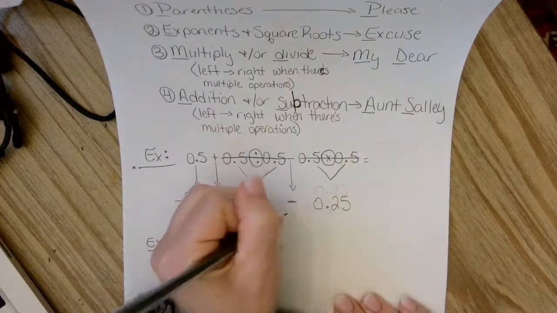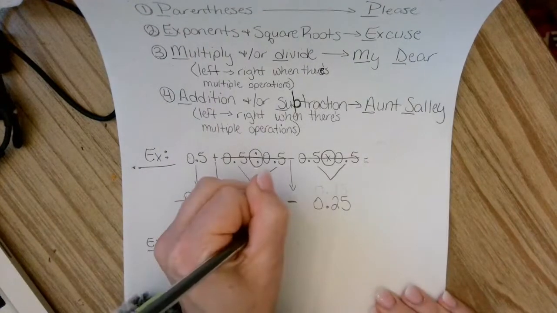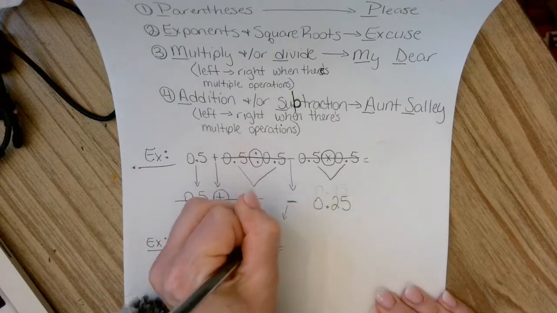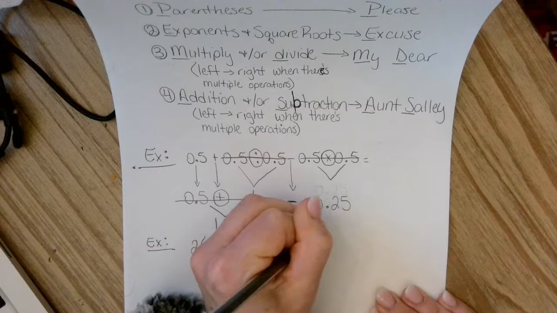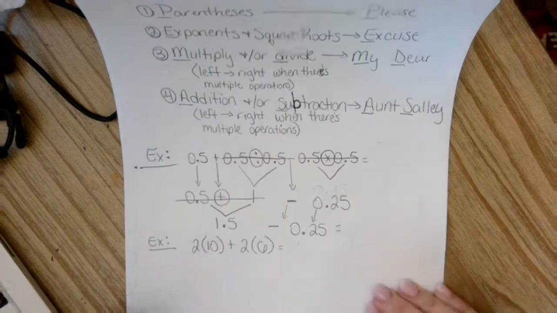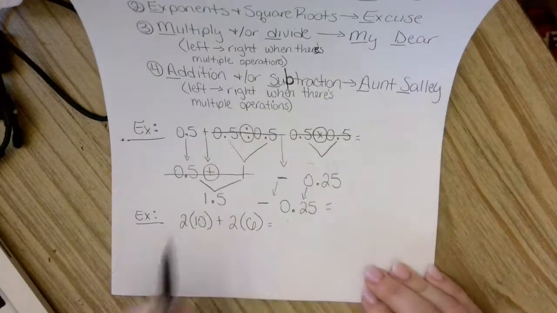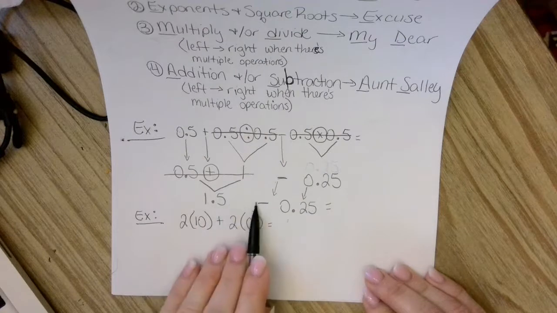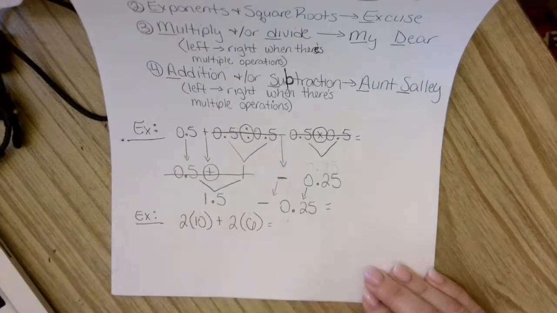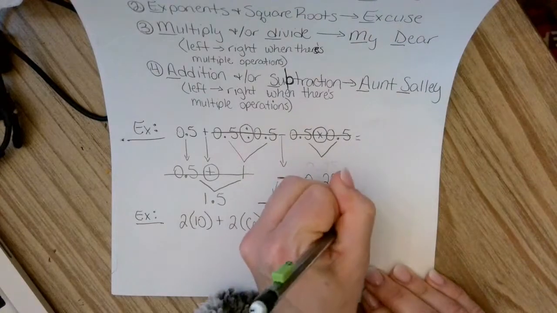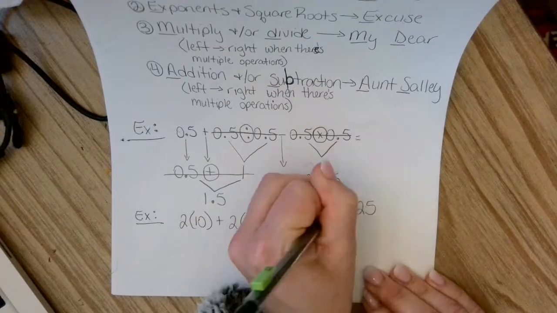And then I'm going to move down my subtraction sign and my 0.25. And I'm going to finish my problem. So I have 1.5 minus 0.25. And when I do that, I get 1.25 as my answer.